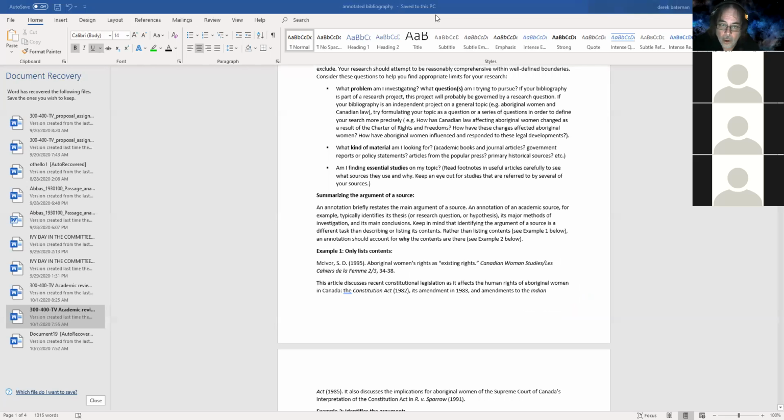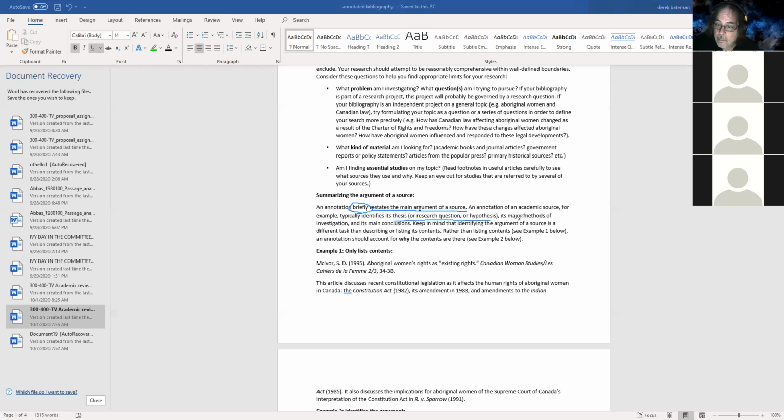So when you are putting together the annotated bibliography, briefly restate the main argument of the source. Okay. For example, from an academic source, typically identify its thesis. You can see the similarity between preparing your annotated bibliography and the assignment that you just did. Okay, because again, it requires careful analytic reading of that source material. And the first thing that you are looking for is to identify what the thesis is. What is the question that the article is dealing with? And that will tell you if it is relevant to your project.